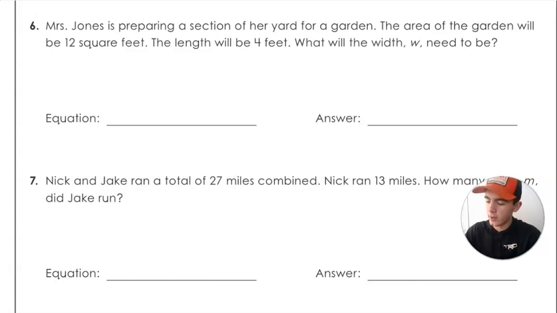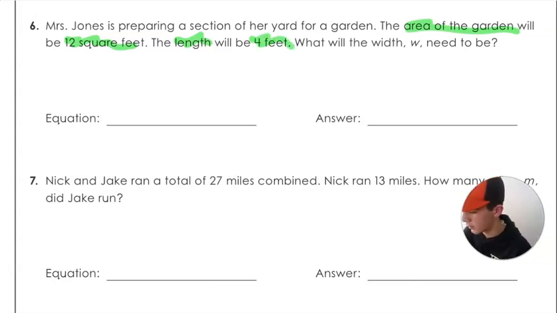All right, let's go through and highlight it. Miss Jones is preparing a section of your yard for a garden. That is useless information, and you'll get a lot of that in middle school. The area of the garden will be 12 feet. Now that is useful information. So the area of the garden will be 12 square feet. The length will be 4 feet. What will the width need to be? Okay, here's a question. What will the width need to be?